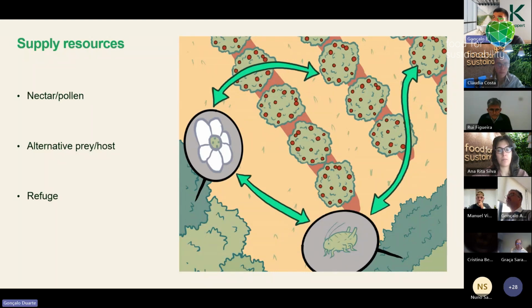So in the picture, basically you have the example of an apple orchard, and in one hedge you have a species that will produce a flower resource, and in another a hedge that will produce an alternative prey resource. In this case it can be an aphid that is not a problem to the crop, and I will show you some examples now.